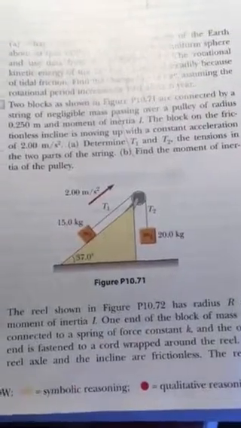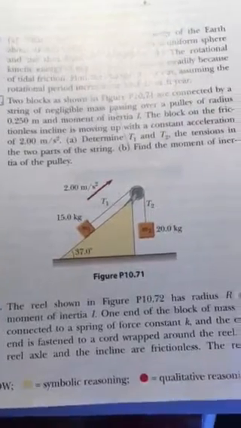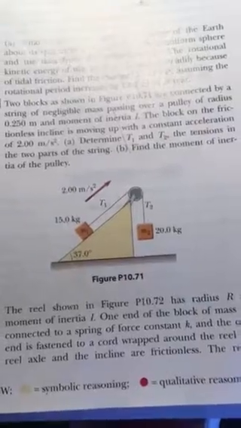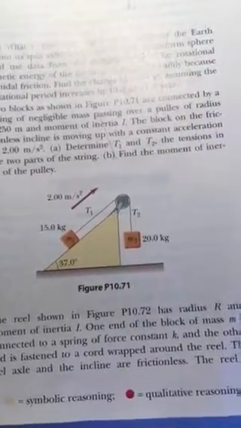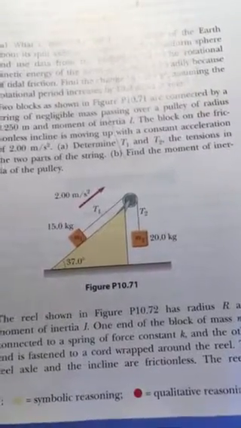Two blocks as shown in figure P10.71 are connected by a string of negligible mass passing over a pulley of radius 0.25 meters and a moment of inertia I. The block on the frictionless incline is moving up with a constant acceleration of 2 meters per second squared. A, determine T1 and T2, the tensions in the two parts of the string. And B, find the moment of inertia of the pulley, and they give you a diagram here.